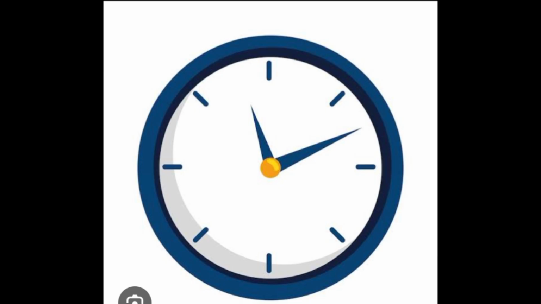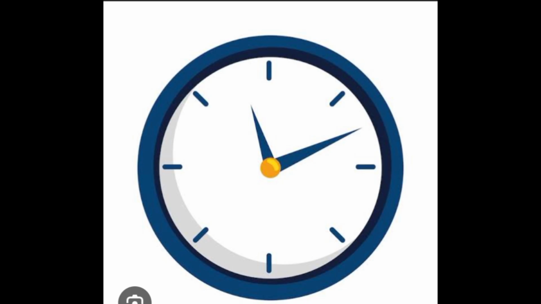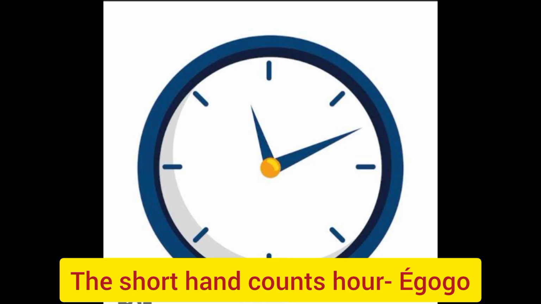All right. Then obonota no ro, the long hand edotie ifwine. Ifwine, that is minutes. Ifwine, minute. All right. So that counts the minute, while the shorter one counts the hour. And that hour is referred to in the Édo language as the egogo. Egogo patu, egogo evatu. That is 1 o'clock has reached, or it is 2 o'clock, and all of that.